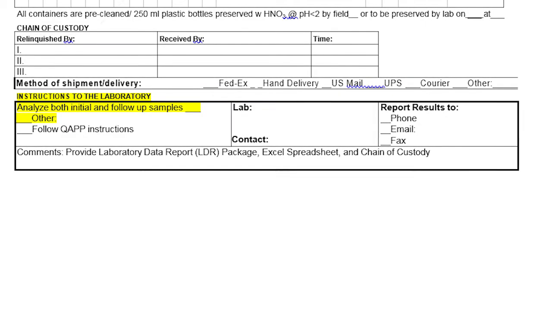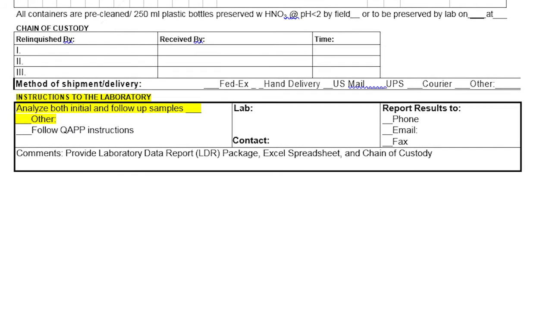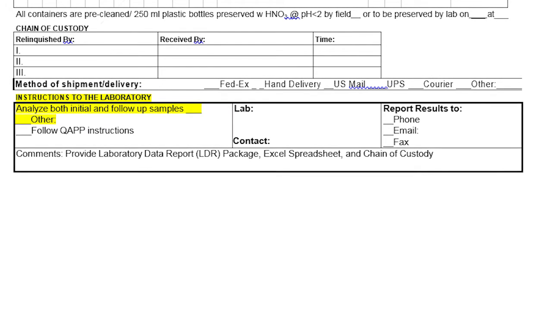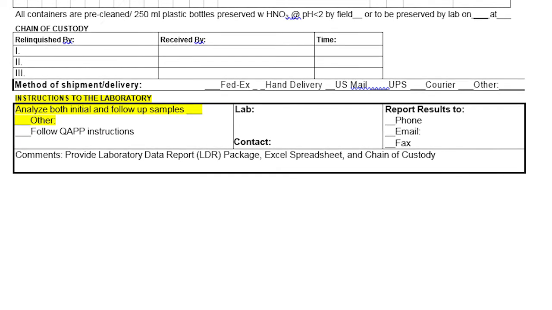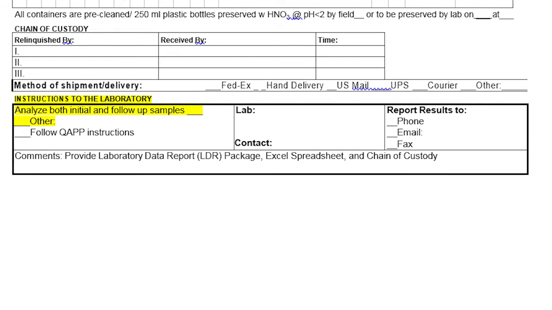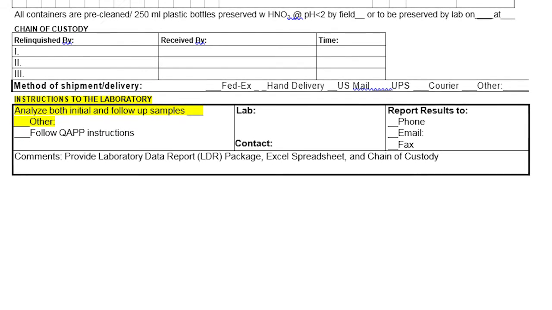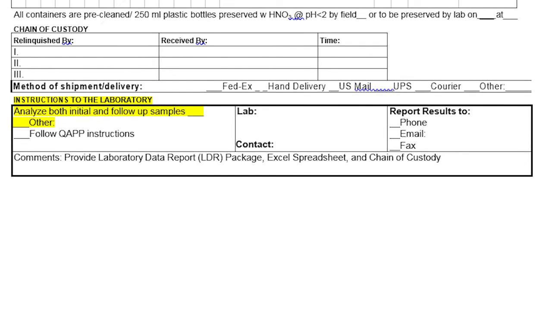Indicate on the chain of custody whether you want the laboratory to analyze both the initial first draw and follow-up flush samples in order to provide results in one laboratory report, or whether you would want the laboratory to analyze just the initial first draw samples in order to decide which follow-up flush samples will need to be analyzed based on the initial first draw results.